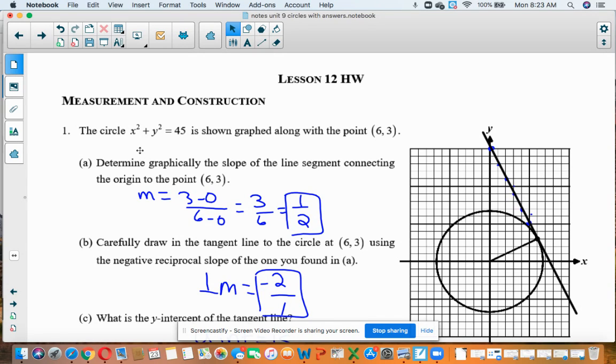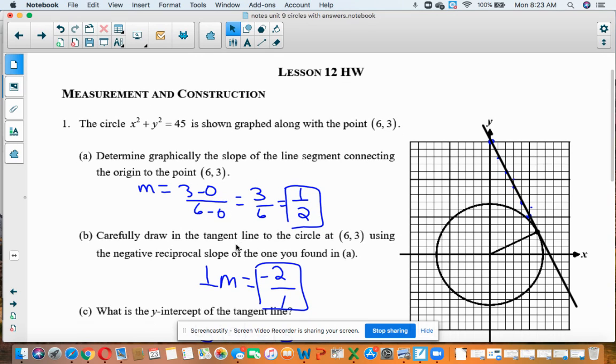So this first one, I have a circle, which is x squared plus y squared equals 45. And it's graphed along with the point (6, 3) right here. They want me to find the slope of the line segment connecting the origin to the point (6, 3). So I'm finding basically the slope of this radius that I have drawn. And my slope is 1/2, change in y over change in x.